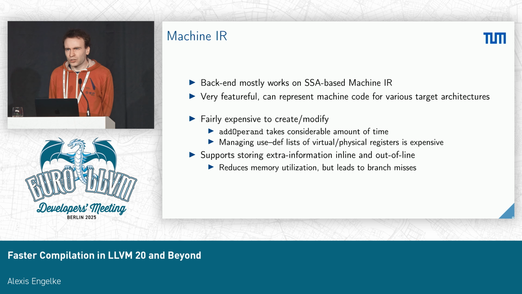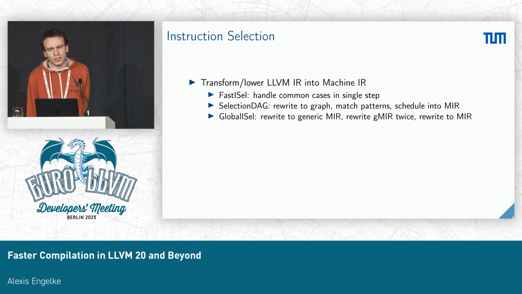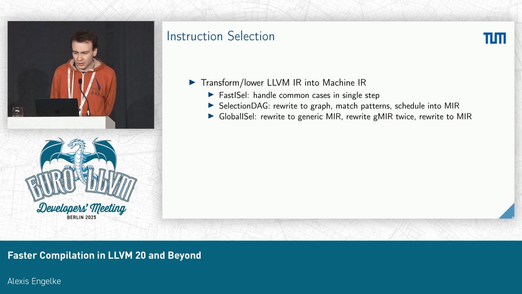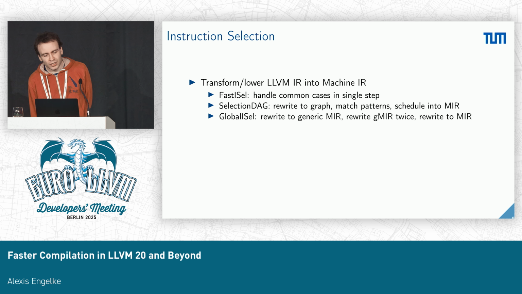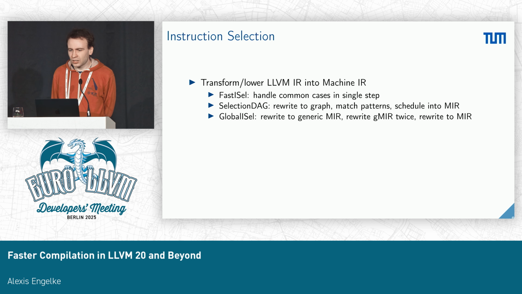Okay, so how do we get to machine IR? Well, that's the job of the instruction selector, of which we currently have 3 in LLVM. FastISel is probably the fastest one we have because it does everything in a single step, whereas SelectionDAG and the newer GlobalISel incrementally lower and rewrite the IR until we get to machine IR.